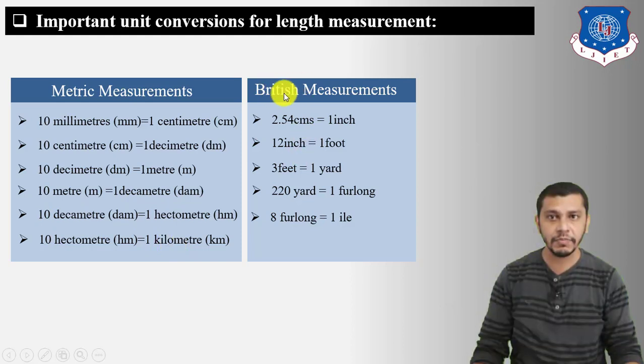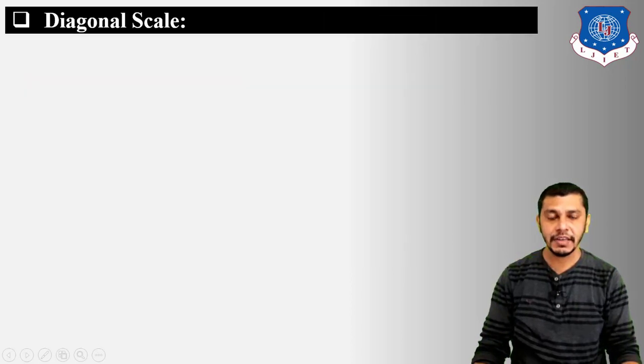And let us see some British measurement units. 2.54 centimeters is equal to 1 inch, 12 inch is equal to 1 foot, 3 feet is equal to 1 yard, 220 yard is equal to 1 furlong, and 8 furlong is equal to 1 mile. So let's move on to diagonal scale.